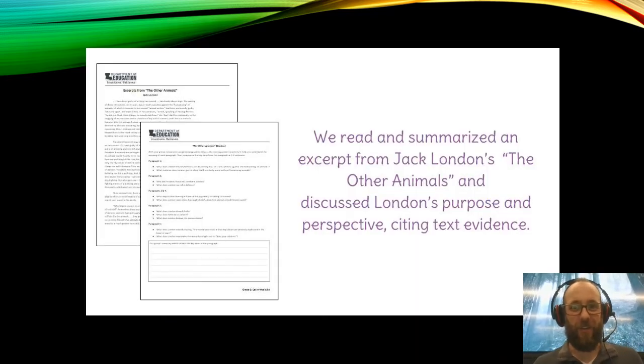All right. So last time we read and summarized a very challenging article by Jack London called The Other Animals, and we discussed his purpose and perspective, citing evidence. Very difficult text, but essentially we had Jack London trying to defend himself. The President of the United States called him a nature faker, along with some other authors, and Jack London was like, sorry, I'm not.